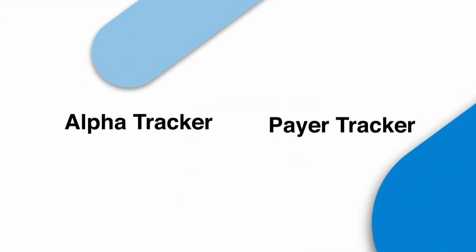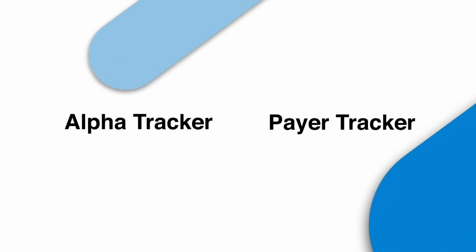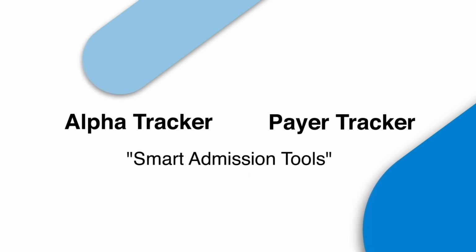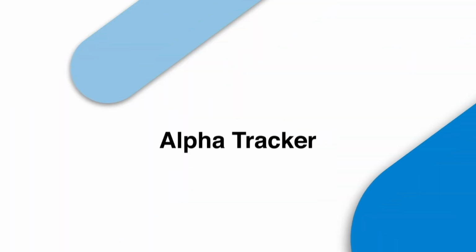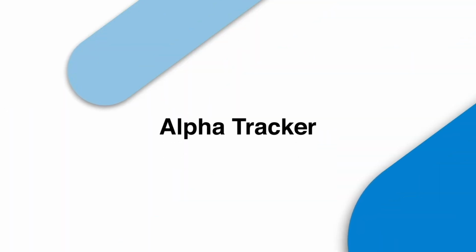Alpha Tracker and Payer Tracker are two Zealie Mobile App features that work closely together. They serve as good admission tools that can help you make smart admission decisions, especially during off-business hours when you're unable to run a manual verification of benefits. Alpha Tracker is one of Zealie's smart admission tools. This feature is specifically designed for facilities that are out of network with Anthem Blue Cross Blue Shield.